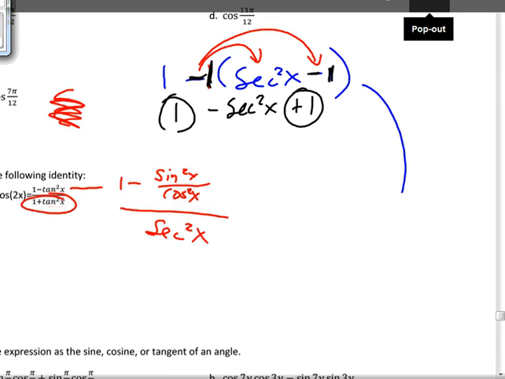Now secant, I could replace with sines and cosines. See what I mean? What's secant going to be in terms of sines and cosines? 1 over cosine.